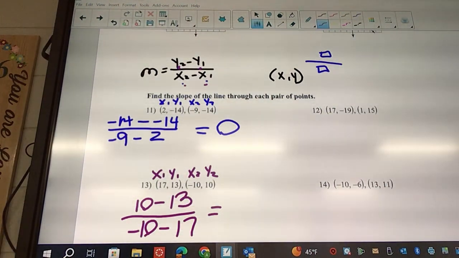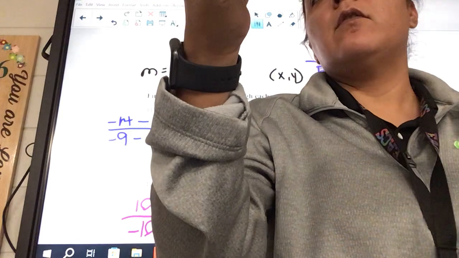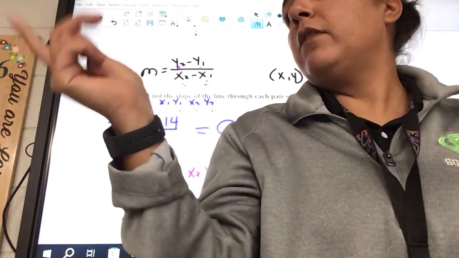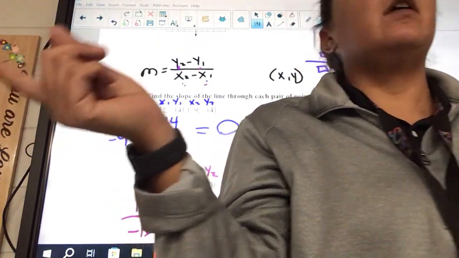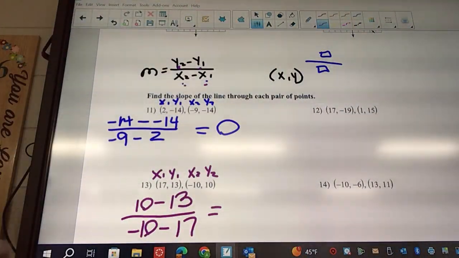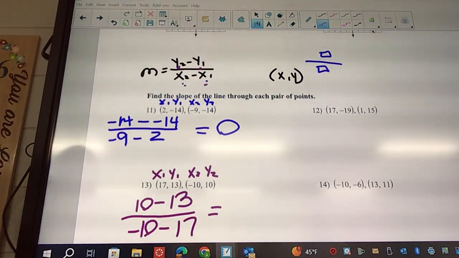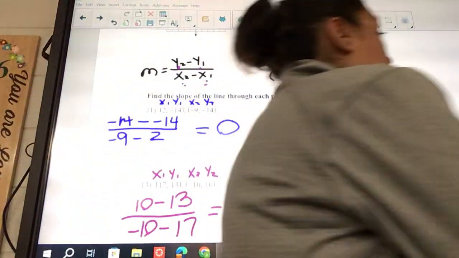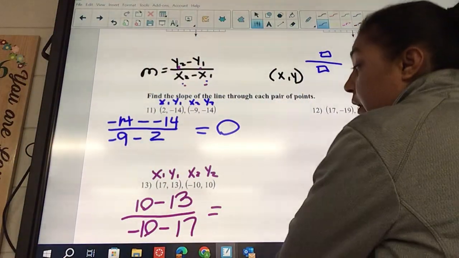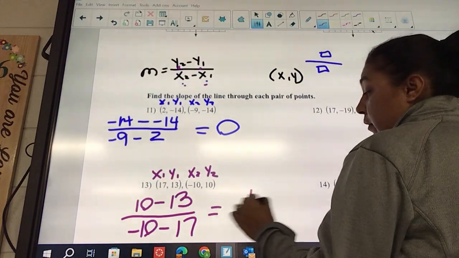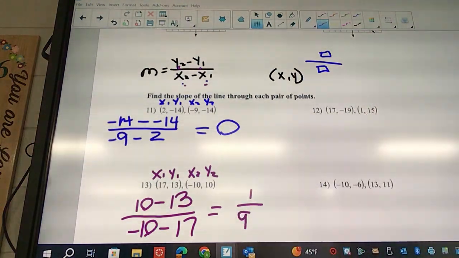Okay, what did you guys get? Woo! What'd you get? Because you're making a face too. Negative 3 over 7? Okay, what'd you get? So I'm gonna go with 10, negative 3, negative 27 is... over 9, negative, positive. It's gonna be 1 over 9.